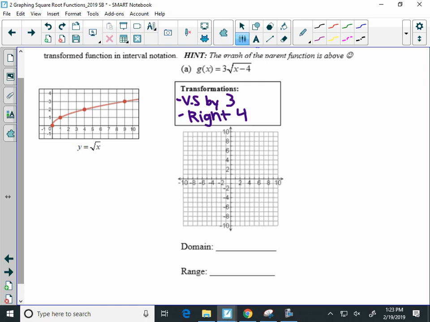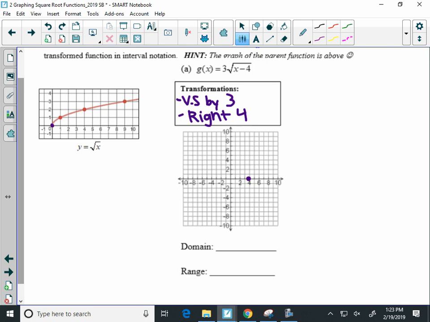Now, since we're doing this all on one graph, we're going to take it point by point, transformation by transformation. So we're going to start at the first point, 0, 0. That's the easiest one to transform. So if you start at 0, 0 right here, if I vertically stretch that by 3, does it go anywhere? No. If I move it right 4, it does move somewhere, right? So you're going to move that point to 4, 0. So remember, vertically stretching only changes the y's.